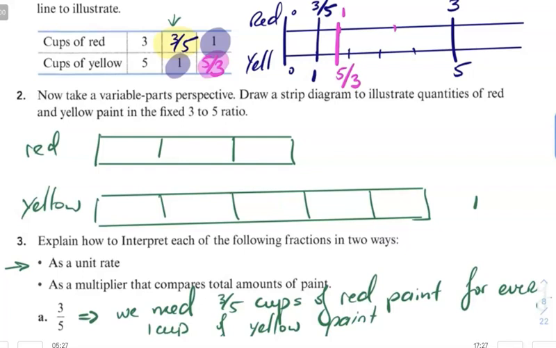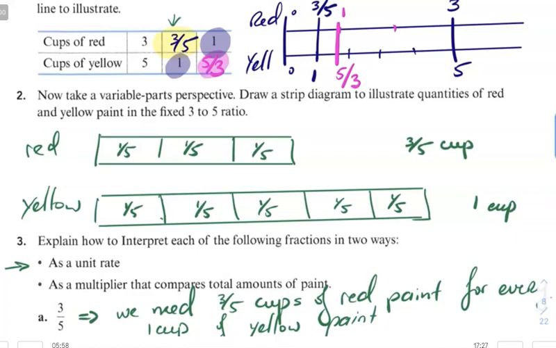Now, back to this initial situation, if we have 1 cup of yellow, then how much is each one of these rectangles? If you need to use 5 of them to make up 1, then each one of these would be a fifth of the 1 cup of yellow. Well, if that's a fifth of 1 cup, then the red ones are also going to be a fifth of a cup. And how much do we have of red paint? 3/5 of a cup.